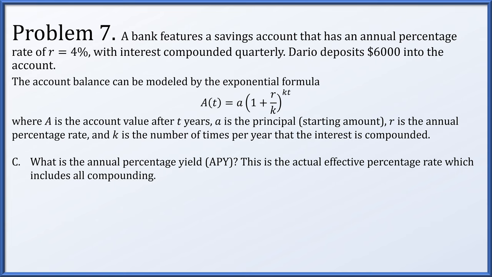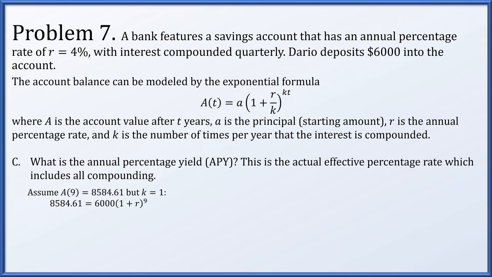What is the annual percentage yield? In other words, instead of compounding quarterly, if we wanted to get the same return but only compounding annually, what would that interest rate be? So we assume that 9 years later, we have $8,584.61. This is what we computed for part B. However, we're going to let the number of compoundings be 1. And now what we have to do is solve for r.